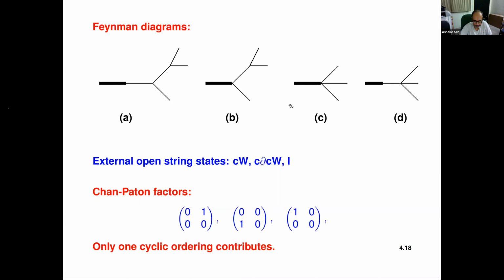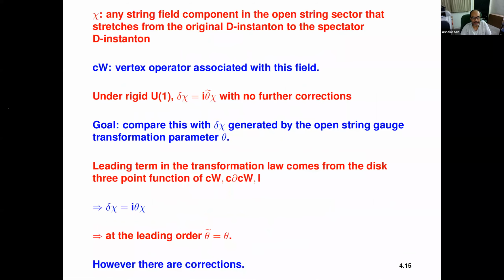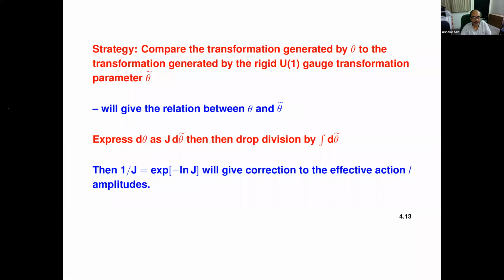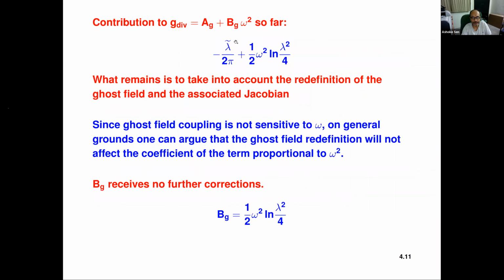But we do hope and we do expect that whatever be the final answer, at least the lambda tilde over 2 pi term should cancel, okay, because Ag is physically measurable. Whether the coefficient of half cancels or not, okay, that's yet to be seen.